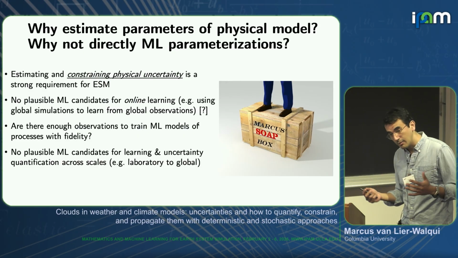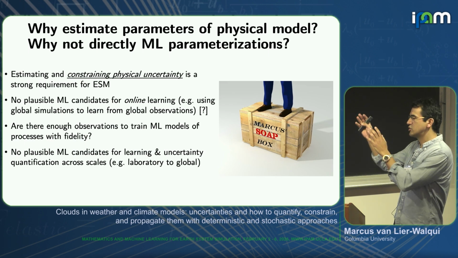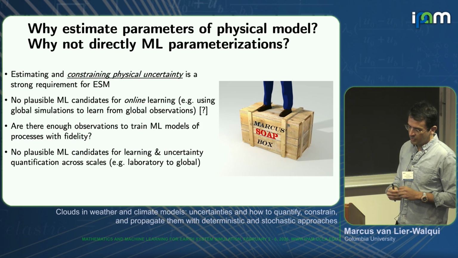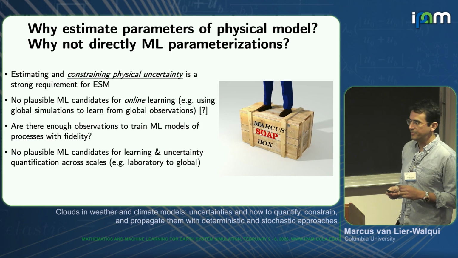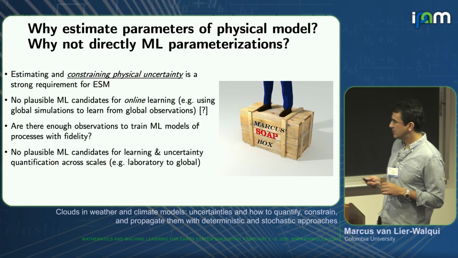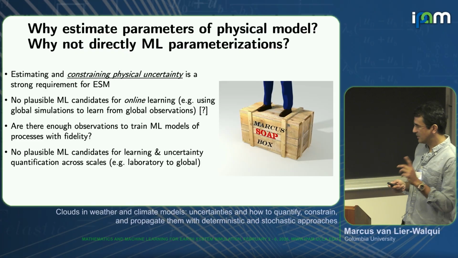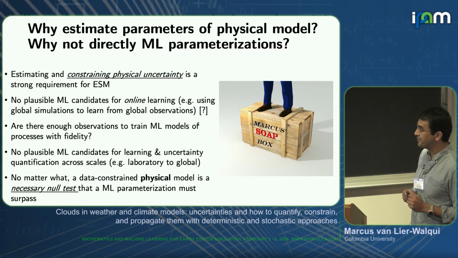And then I haven't really seen any machine learning candidates for learning and uncertainty quantification across scales. So let's say you have laboratory experiments, right? Building a cloud chamber, can I unify that knowledge all the way up to my global simulations of clouds? So is there sort of a plausible candidate for this? I think you could maybe say, is there a plausible candidate for this for physical models? And that'd be a good question, which I will not answer.